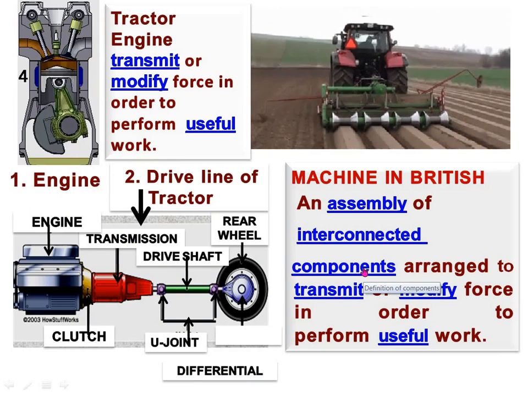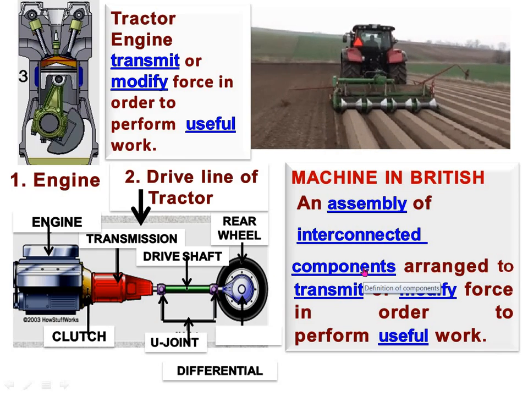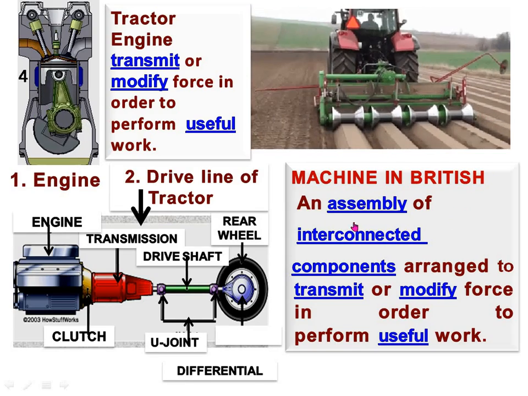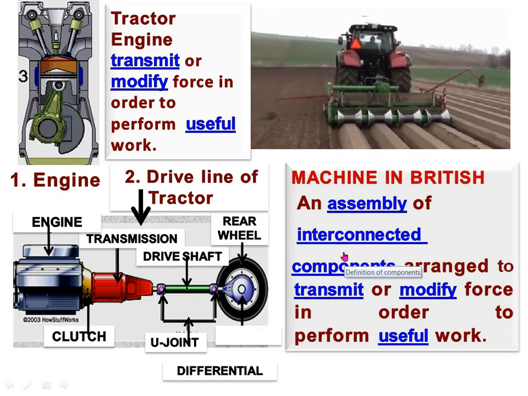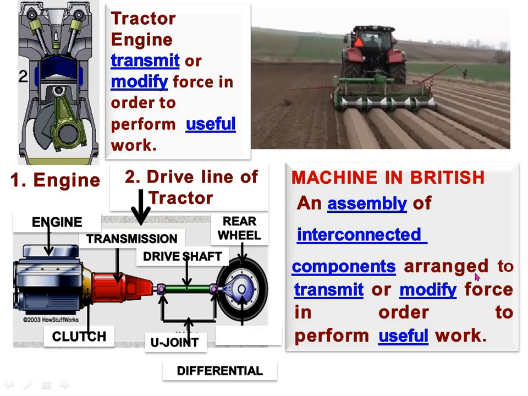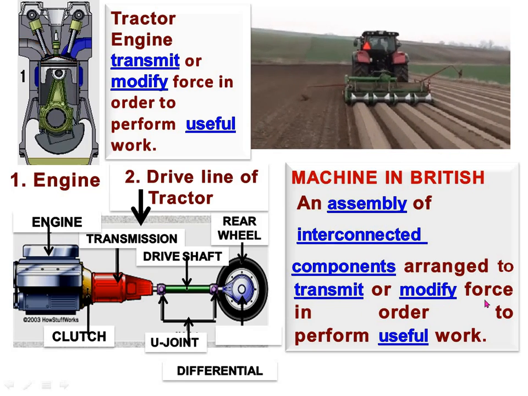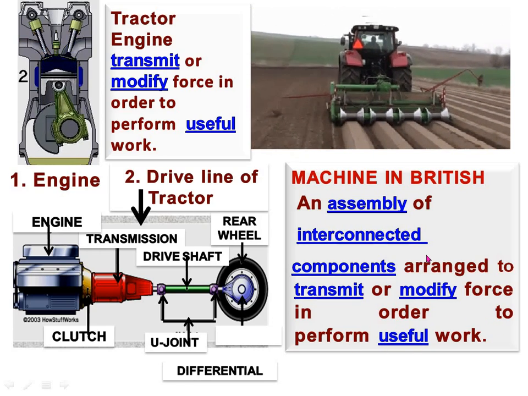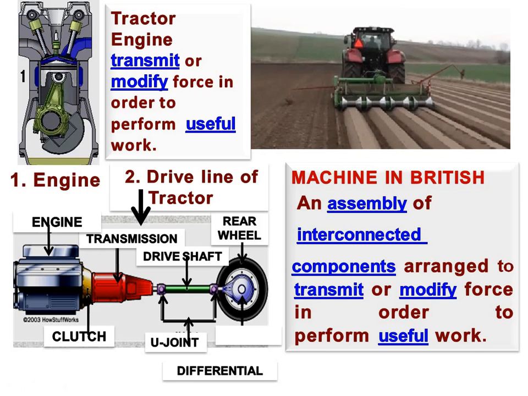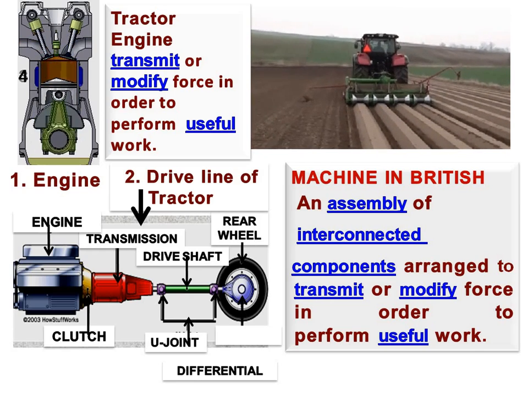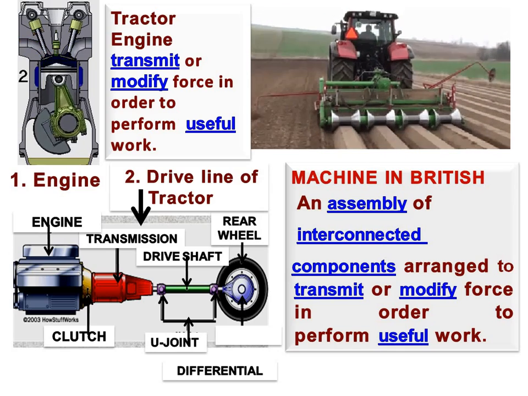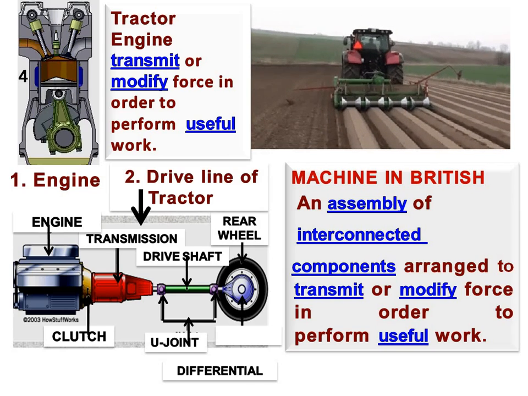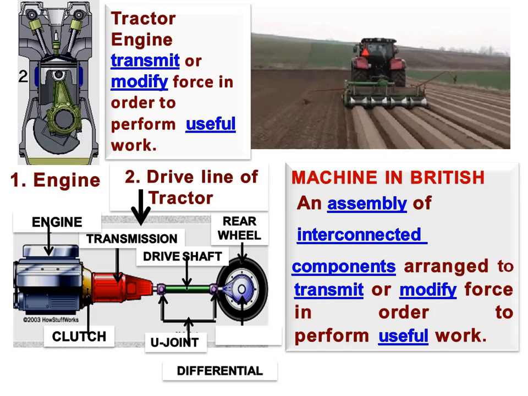First, we see the definition of machine in British language. In the British, machine is defined as an assembly of interconnected components arranged to transmit or modify force in order to perform useful work. Means here various components are assembled and incorporated with each other for the purpose either to transmit the motion or to modify the force. The ultimate aim of this is to perform useful work.